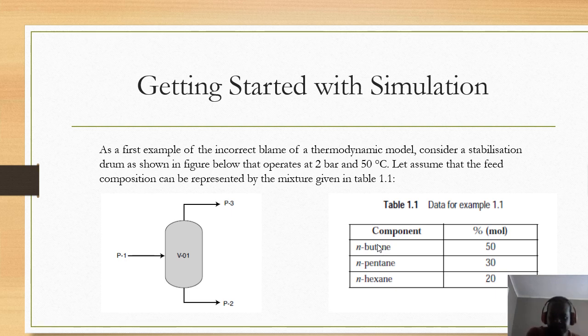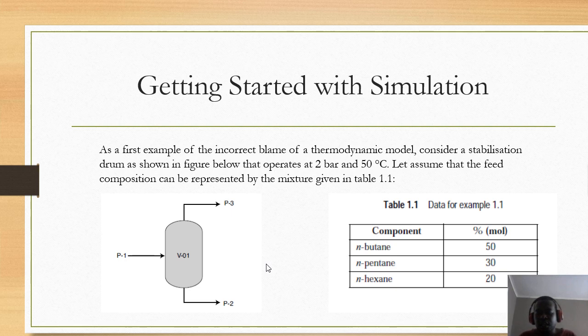But what I want us to do is run this example using n-butane, n-pentane, and n-hexane. And I want to run it in two ways. One is through TEA, which is one of the modules in COCO, and also ChemSep. Now, I would prefer that you do your own research on what TEA is and what ChemSep is. I don't want to go into those details now, but what I want us to do is get started.